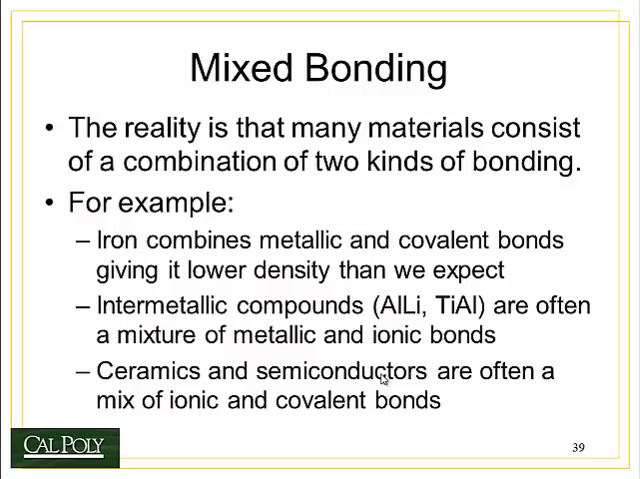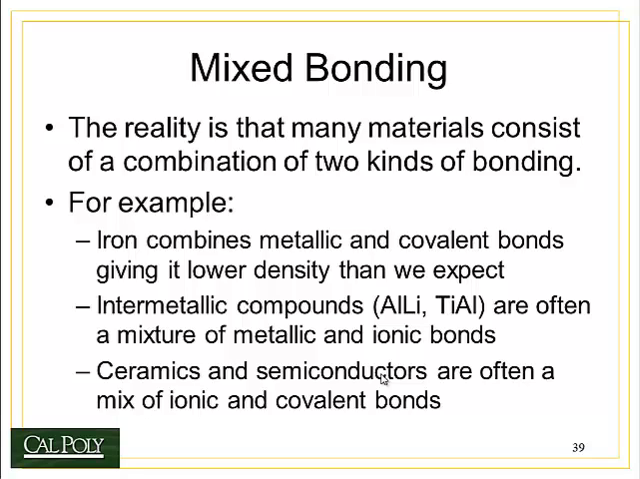Another phenomenon can occur where a material will have mixed bonding. Mixed bonding means you have more than one kind of bond present. We're not going to worry about this too much, but it happens in all kinds of materials. For example, iron combines both metallic and covalent bonds, which means that iron has a lower density and a higher strength than it should have if it were just purely a metal or metallically bonded material.